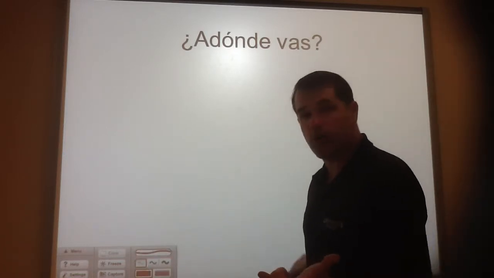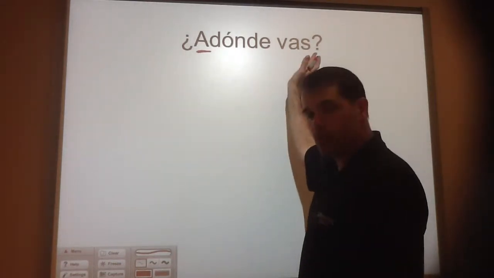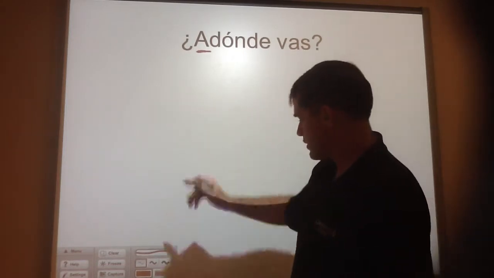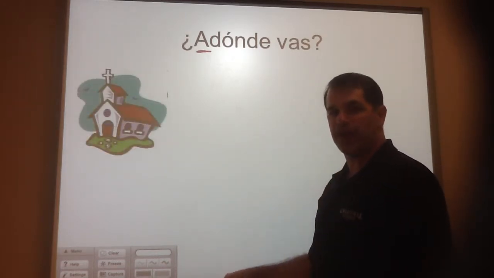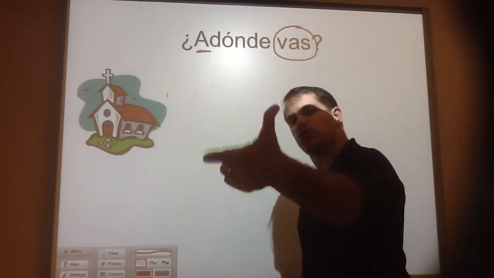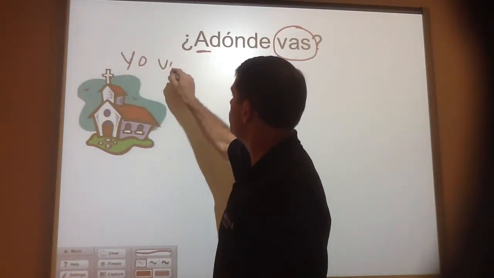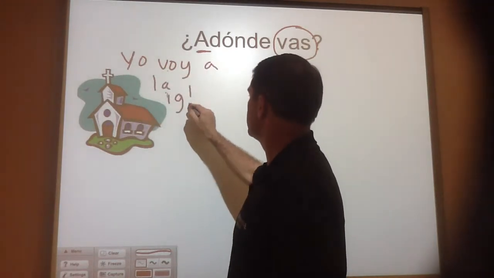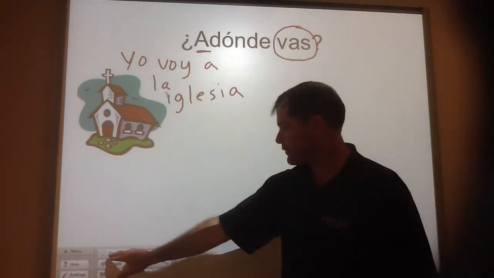So if we want to say, where are you going, we literally first are going to say, to where, a donde. To where are you going? A donde vas? Okay? A donde vas? If we had something like this, we would say, a donde vas? You would answer, because this is in the tú form, a donde vas tú? Where are you going? We would answer in the yo form, which would be yo voy a la iglesia. Okay? Yo voy a la iglesia.